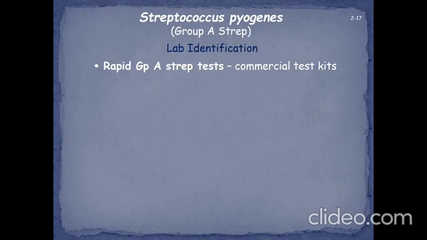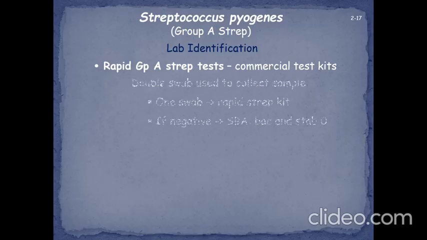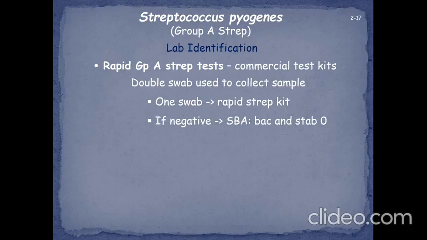I have a couple more comments that I want to make on page 2-17. Now, the Rapid Group A Strep Test Kit, remember, this is part of this whole double swab thing. So it comes to the laboratory, the first thing they want to do with those double swabs is to do the rapid strep. So double swabbed in the back of the throat, we get a little bit of both on there, comes down, we take one off, rapid strep kit with that.